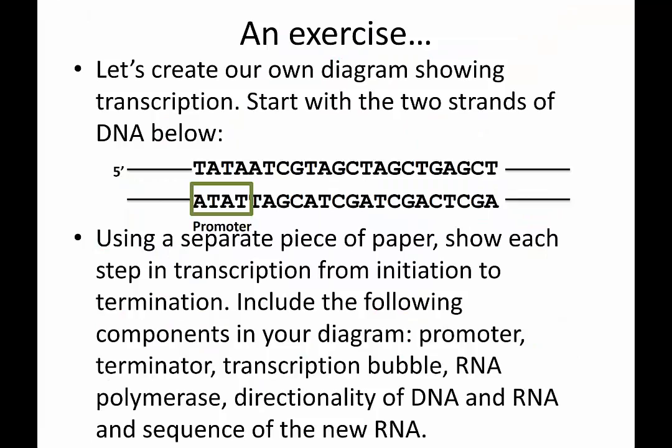So on this slide, I'm actually going to have you do an activity. So let's imagine you have the DNA sequence below. So here we have a double-stranded piece of DNA. And essentially what I want you to do is transcribe this DNA. So please pull out a piece of paper and do all the following steps. So show me transcription from initiation to termination, and make sure to include the promoter, the terminator, transcription bubble, RNA polymerase, directionality of both DNA and RNA, and the sequence of the new RNA. So essentially I want a little drawing that shows all these pieces in your answer.